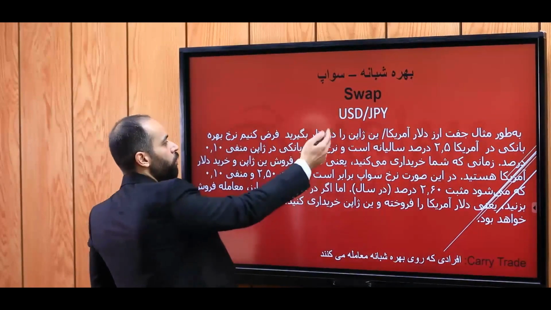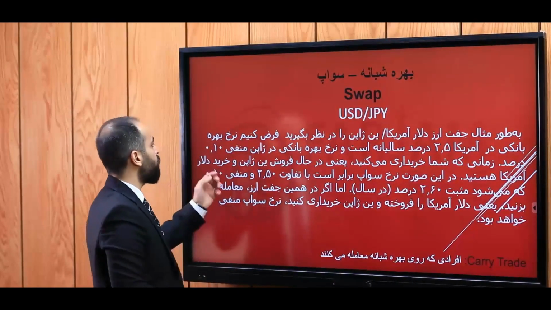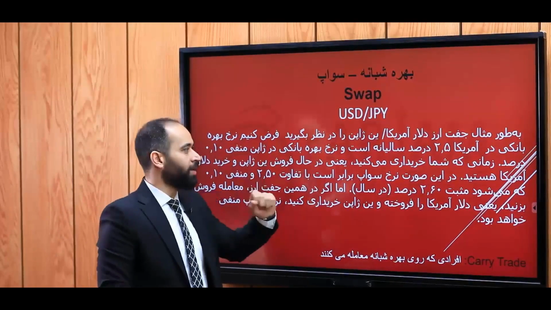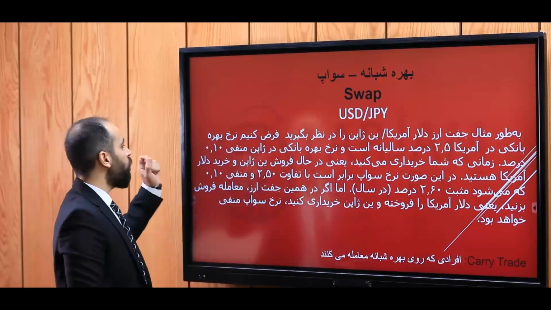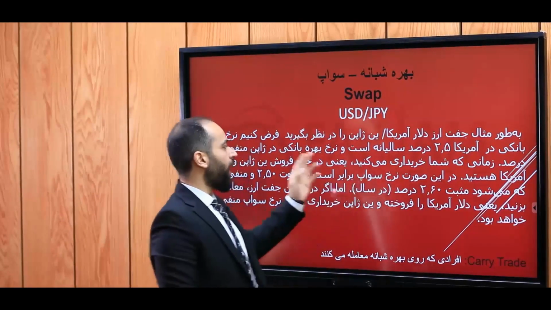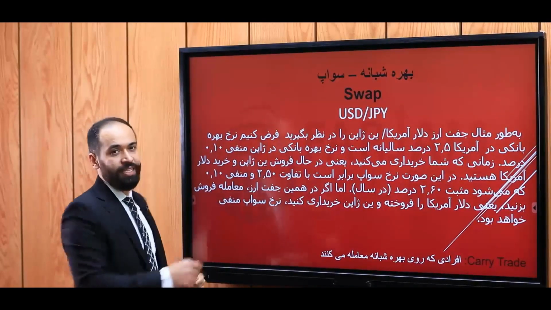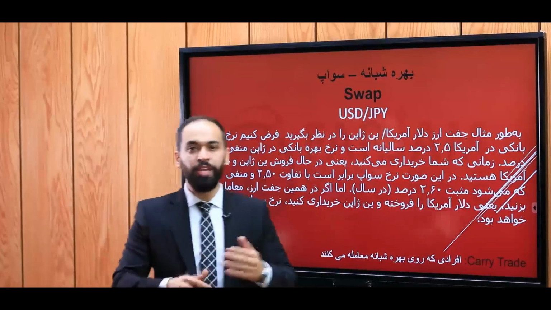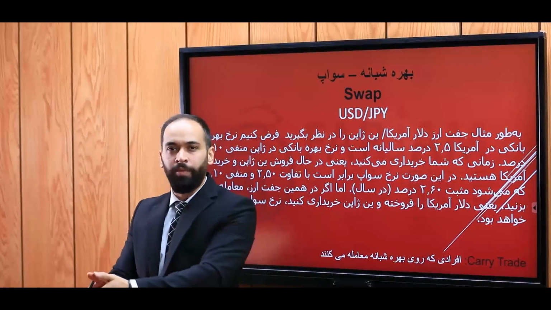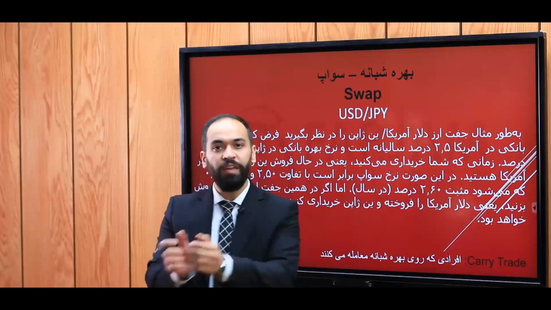For example, let's look at USD JPY, the US dollar against the Japanese yen. Let's assume, just for the sake of explanation, the bank interest rate in the US is 2.5% annually, and the bank interest rate in Japan is -0.1%. When you make a purchase, that is, when you click buy on USD JPY, it means you are selling yen. Guys, when we click buy, we are buying the first currency and selling the second currency. At the same time, if we click sell, we are selling the first currency and buying the second currency.